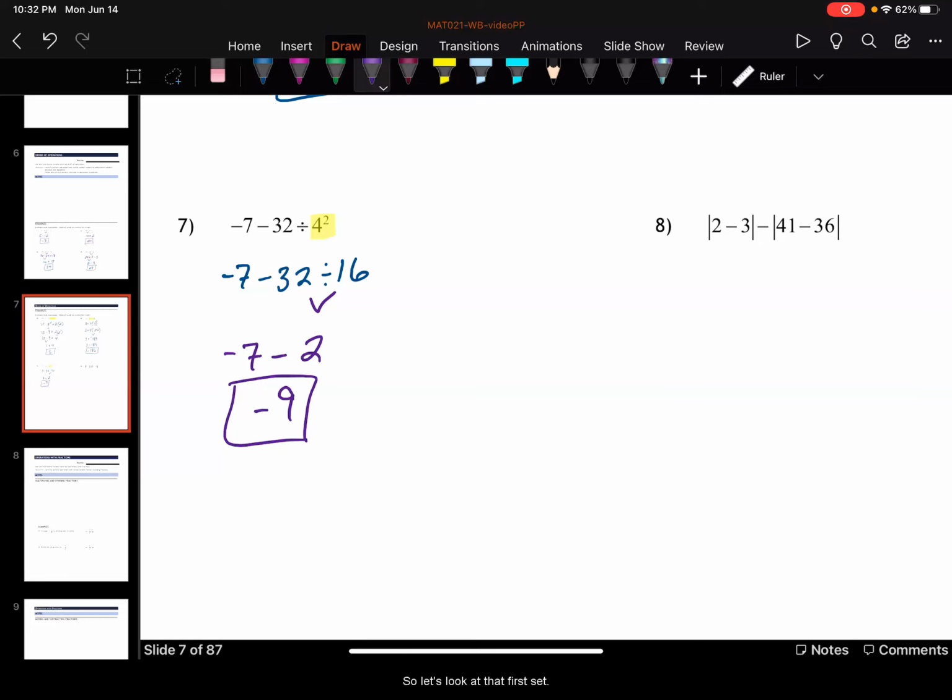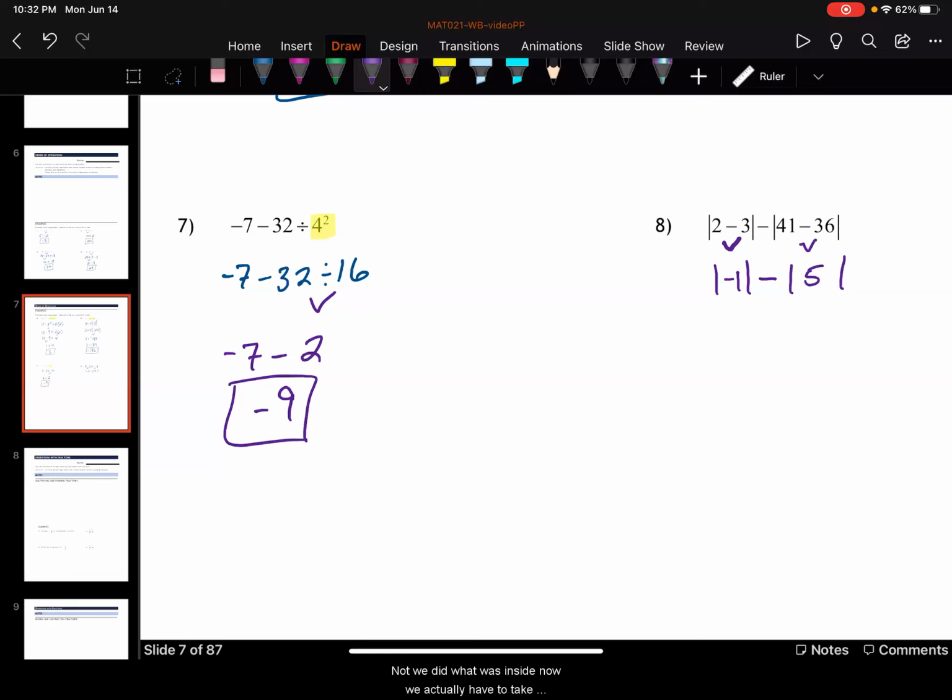So let's look at that first set. So negative 2 minus 3 would be, still in an absolute value, the absolute value of negative 1, minus, and then we can go ahead and do the second absolute value. Go ahead and do that at the same time. 41 minus 36 will be 5.